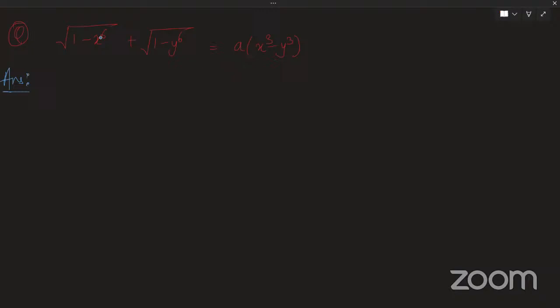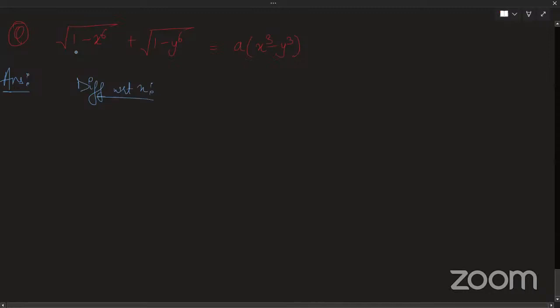Anyone? Tell me. No one? It is really simple. I don't know why you are getting confused. Yeah, you differentiate with respect to x, right? So start from the right hand side because it looks a little bit easier.